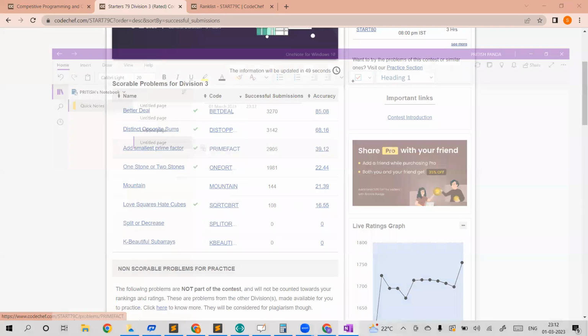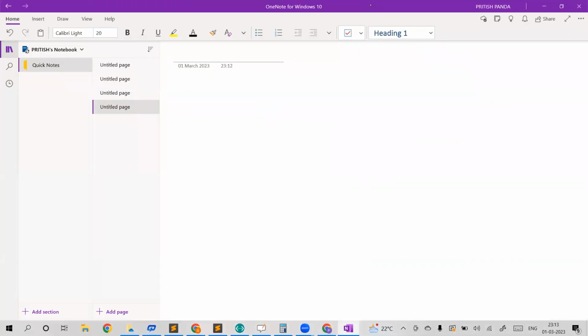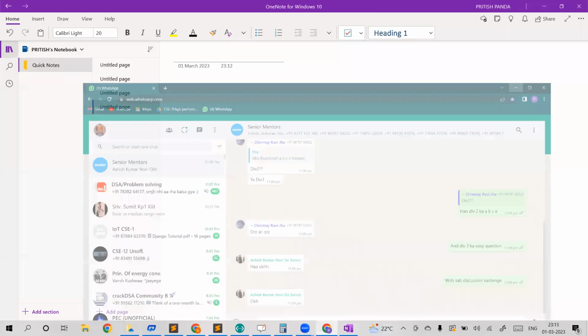Okay, so the OneNote is visible to you all. Just tell me, because I cannot see. The OneNote is visible to you all. Hello. That's cool. So now let me begin with the problems.